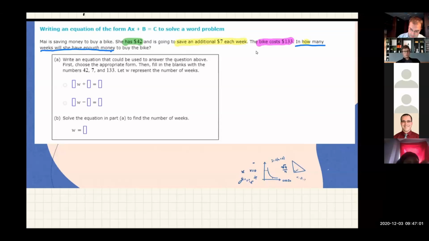So I'm going to plug these numbers in now. We have our favorite "each" right here, and that tells me that 7 is going in front of the W. $7 each week, so 7 times the number of weeks plus the $42 she already had. We need that to end up being the $133 it takes to buy the bike. So 7W plus 42 equals 133.